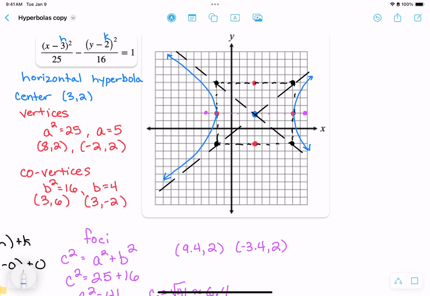I love him. Clearly. Don't try to misgender the hyperbolas. You can clearly see that's a boy hyperbola. Strong, confident hyperbola. Any questions?